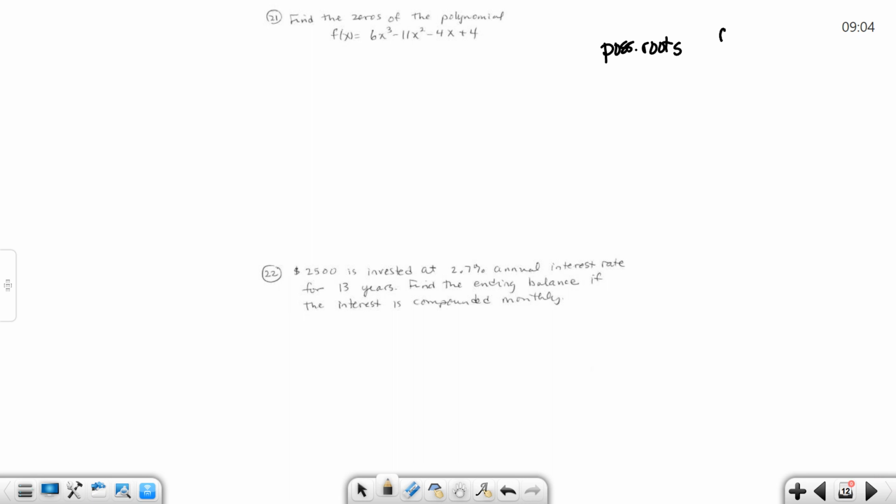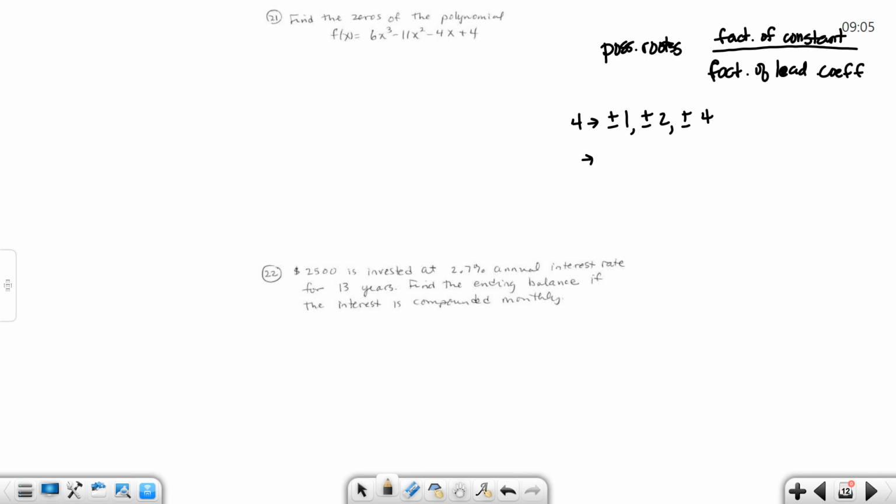And to do that, we use the factors of the constant term. So that's our 4, over the factors of our leading coefficient, and that's a 6. So from the 4, we can use plus or minus 1, plus or minus 2, plus or minus 4. Those are the factors from the 4. Factors of the 6, plus and minus 1, plus and minus 2, plus and minus 3, plus and minus 6. Now, we've got to take each part from the 4 and put it over each part from the 6. So listen through the whole thing, okay?